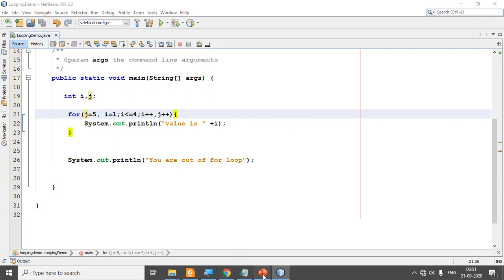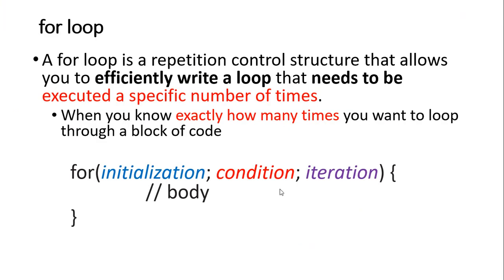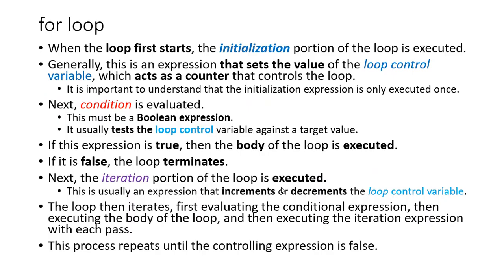Let's come back to the PowerPoint here. Let's go ahead. How does the for loop work? First, initialization is done. Initialization generally involves setting up the values for the control variables. Then the condition is evaluated. If the condition happens to be true, the body of the loop will be executed. Otherwise, the loop will terminate immediately.